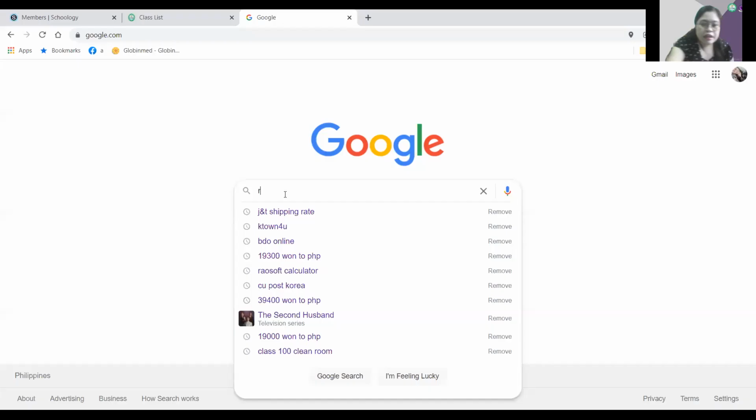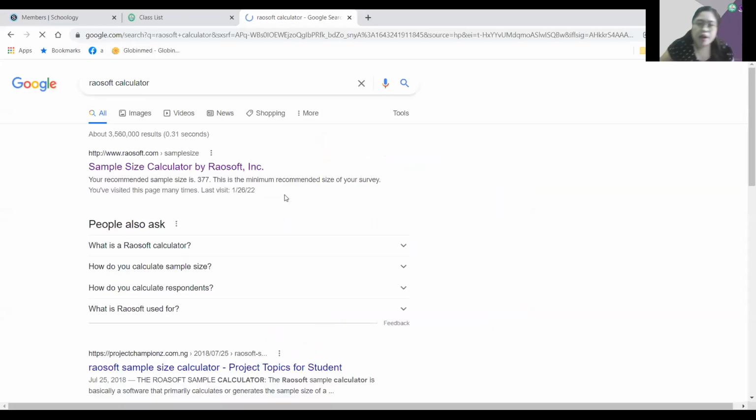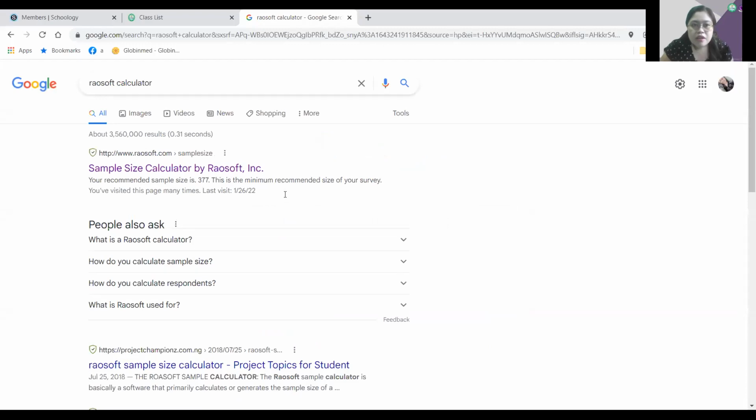I hope that is clear. Now, let's go back a little to the computation of the sample size. If you will not use the Slovin's formula, you don't want to compute. I think I mentioned this to you last summer, the Raosoft calculator. You can just search this on Google and you will see the sample size calculator by Raosoft.